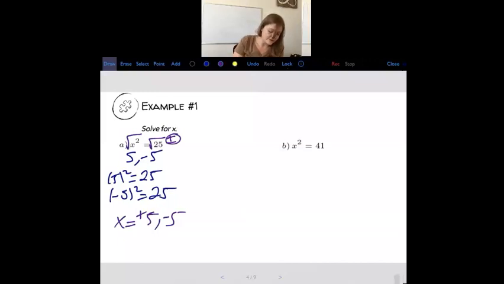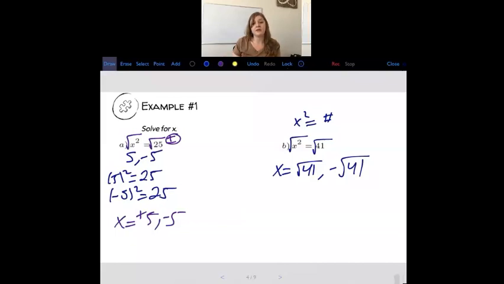So if we're solving using the square root property, we have x squared equals to some number here. We would take the square root of both sides. In this case, 41 is a prime number. So it's not a perfect square, and we can't simplify it any farther. So in this case, x would be equal to the square root of 41 and negative square root of 41. And that's all you would have to do with your answer. You could just leave it like that.